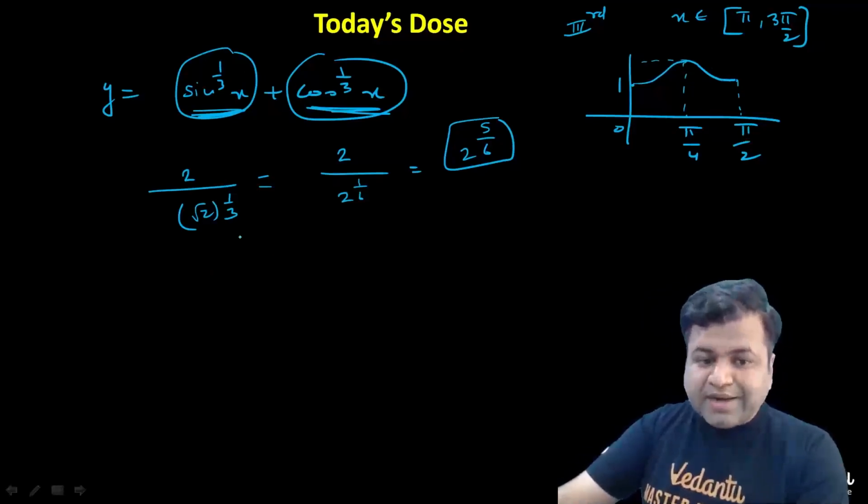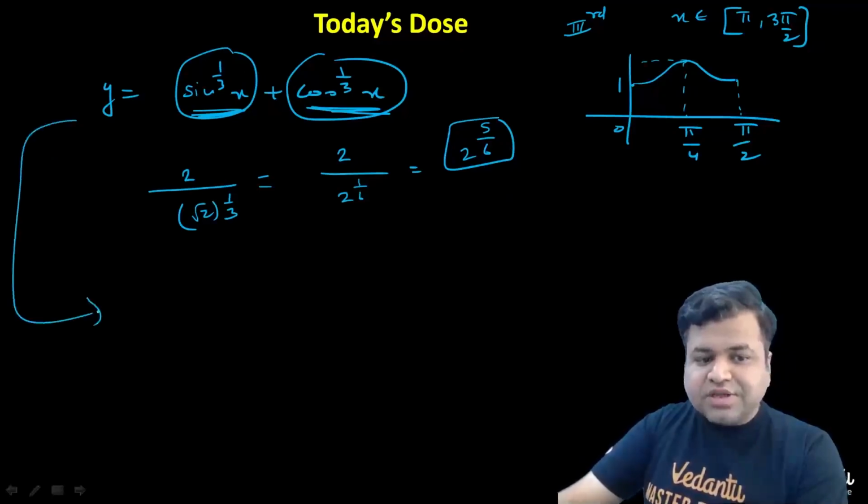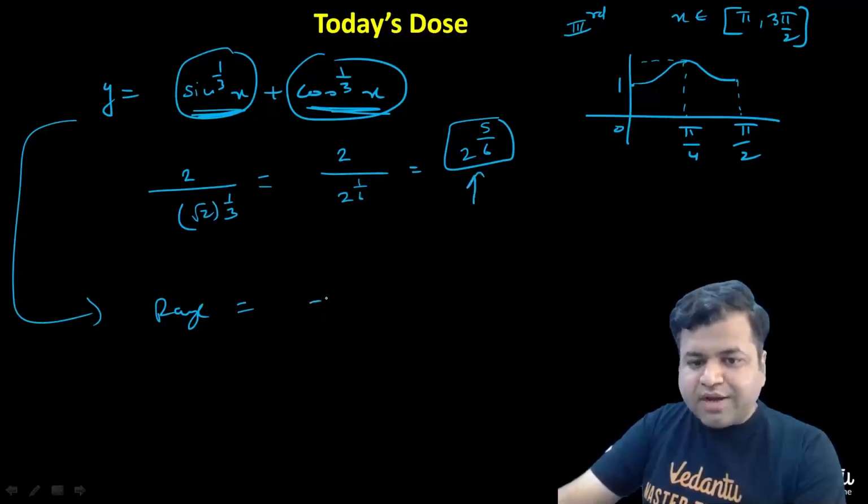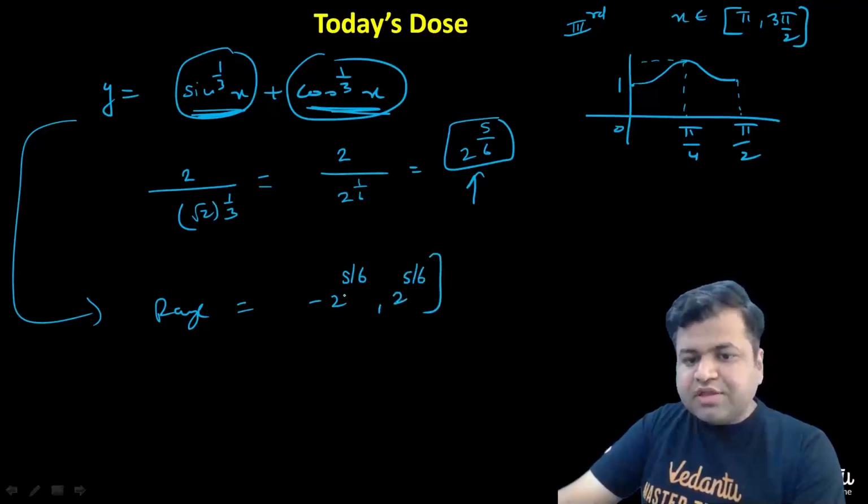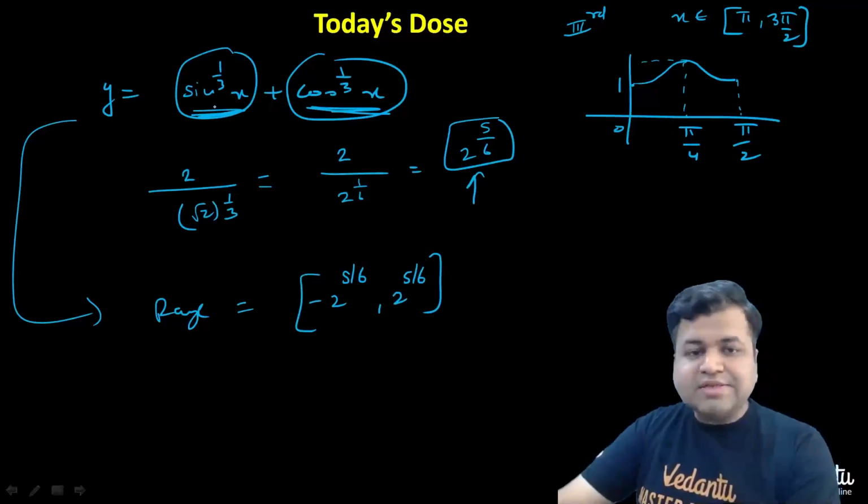So practically the range is simply negative of this value, minus 2 raised to power 5 by 6, to positive of this. This will be the range when n is 1 by 3.